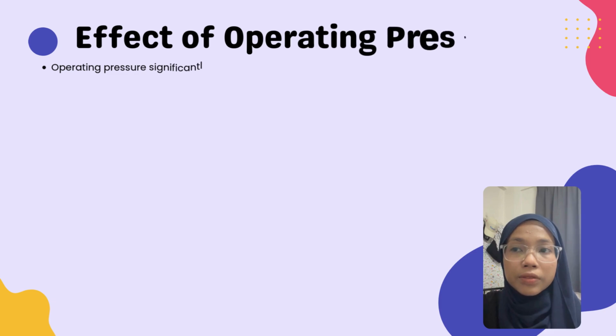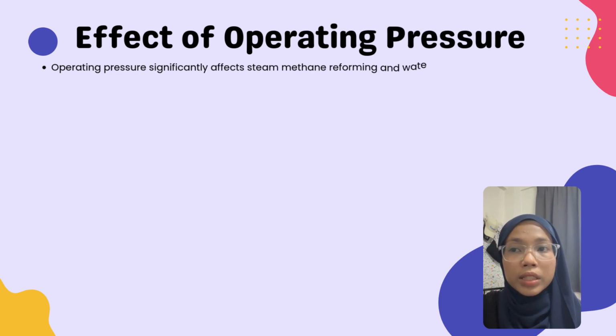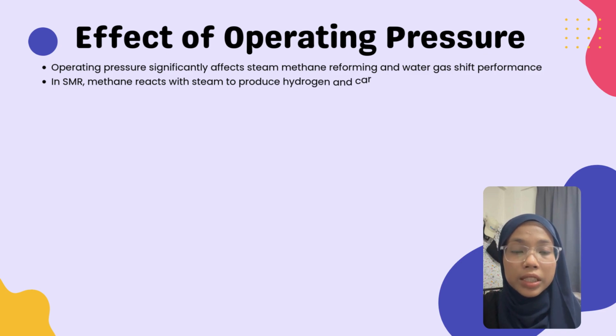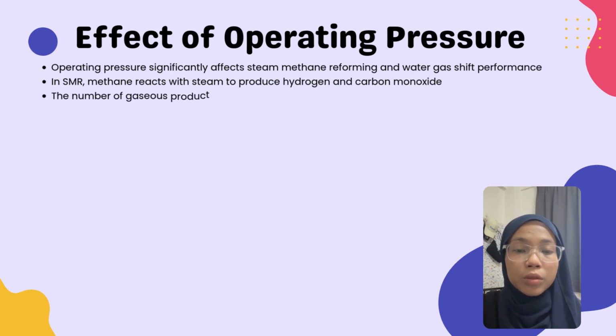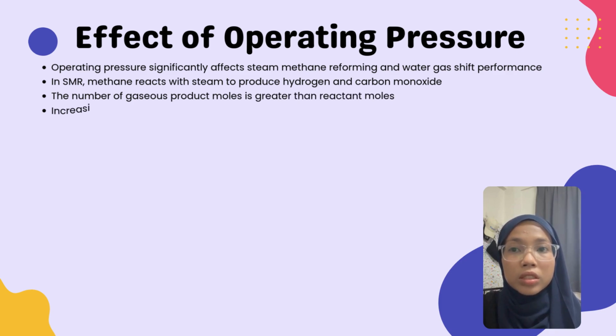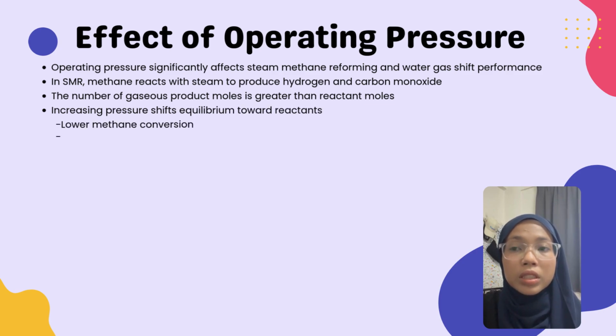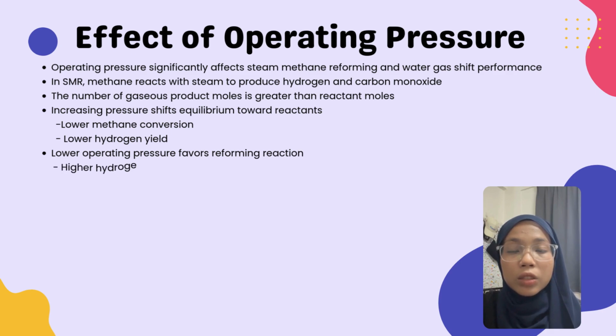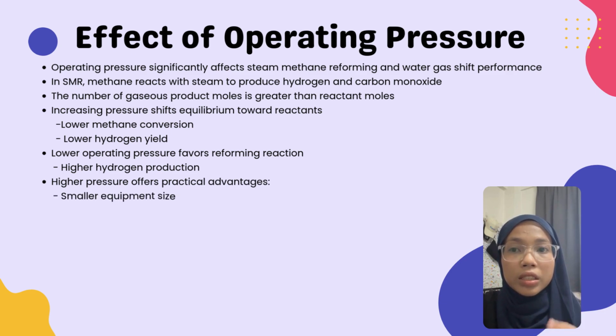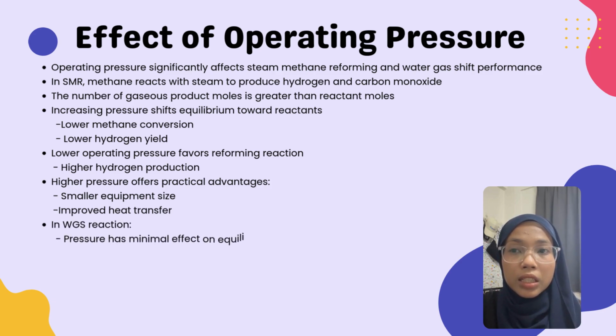So next, the effect of operating pressure. Operating pressure plays an important role in steam methane reforming and the water gas shift reaction also. In steam methane reforming, methane reacts with steam to produce hydrogen and carbon monoxide, and this reaction creates more gas molecules on the product side. Because of this, when the pressure is increased, the equilibrium shifts back toward the reactants, which lowers methane conversion and reduces hydrogen production. This is why lower pressure is generally more favorable for producing hydrogen.